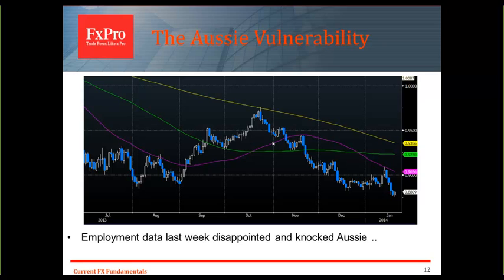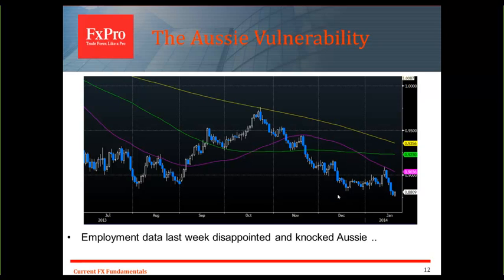Let's look at the Aussie. As I said before, we had a decent start to the year, so we were above the 90 level on the Aussie dollar. We did touch the 50-day moving average in the early part of last week. So we've slumped since then. Why? Employment data is disappointing. We saw a fall in headline employment, even though the unemployment rate actually held steady.